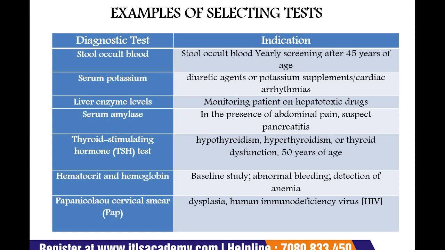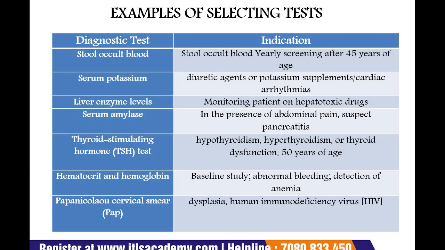The persons who have hepatic problems, that is liver problems, are advised to do diagnostic tests like liver enzyme levels. Serum amylase test, it is recommended for the patients who have abdominal pain and also pancreatitis. Thyroid stimulating hormone test, this diagnostic test is recommended for the patients having thyroid dysfunctions like hypothyroidism, hyperthyroidism, like that. Abnormal bleeding, a detection of anemia, if it is identified in the patients, they are advised to do tests like hematocrit and hemoglobin.